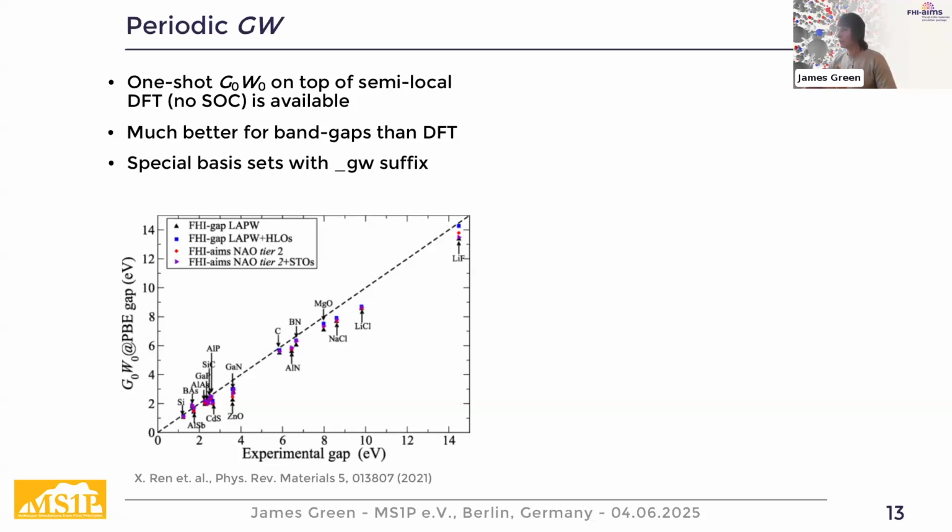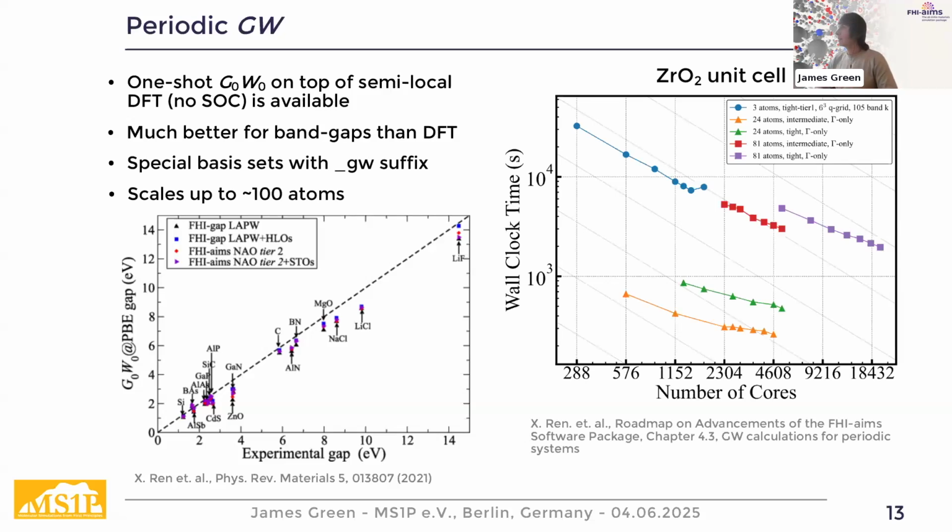We also have specialized basis sets for periodic GW in FHI-aims, which will be covered in the tutorial tomorrow. And the method can scale up to around 100 atoms, as you can see in this figure from the roadmap paper, up to 81 atoms for a zirconium dioxide unit cell in this case.